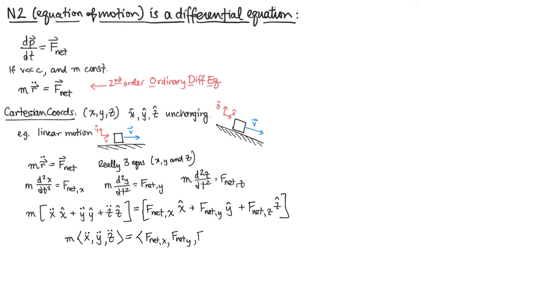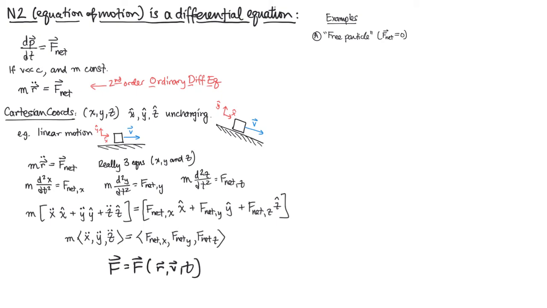Like so. So we actually have three separate ODEs, one for the x, one for the y, and one for the z direction. And in general, we're going to consider forces that might be a function of position, velocity, time, and so on, not just constant forces. So let's just do a few examples to make sure we understand how it's going to work.